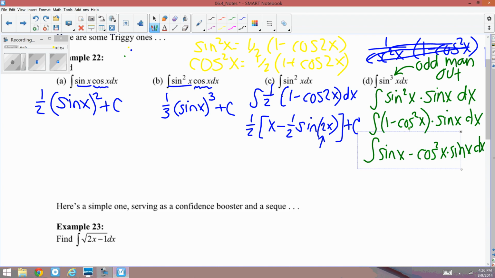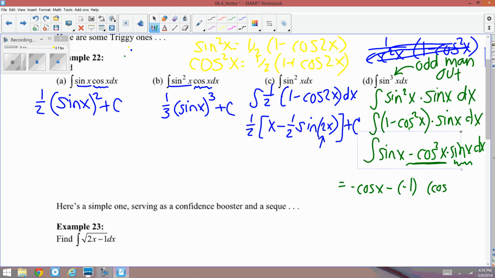And now I can just integrate. Antiderivative of sine is negative cosine of x. All right, look at this. I have the derivative of cosine is negative sine, right? And so I can just use the power rule here. So I'm going to put minus. I'm going to put that negative 1 as my correction. So add 1 to the power.